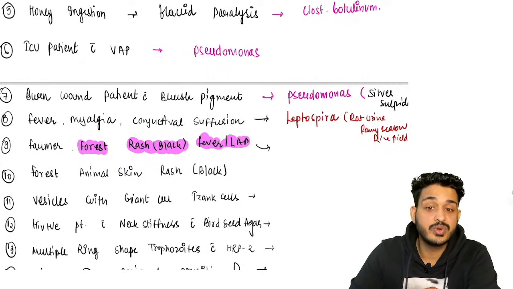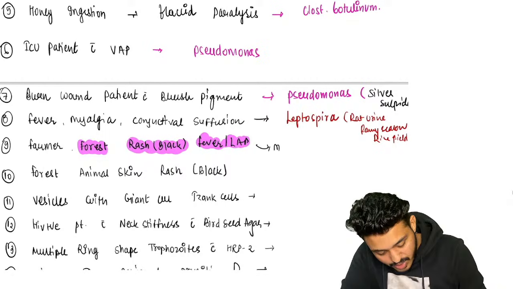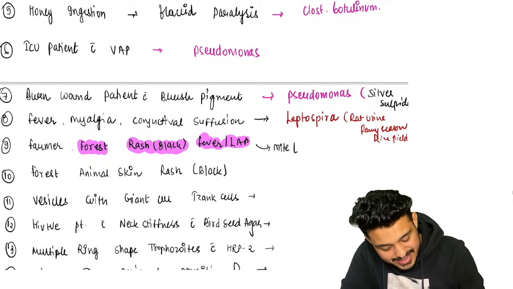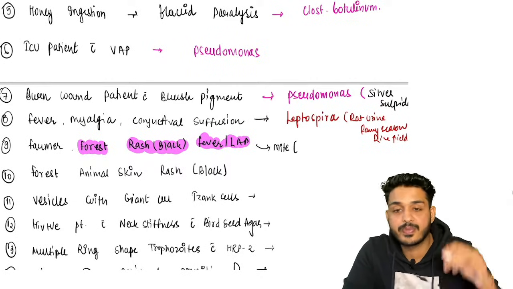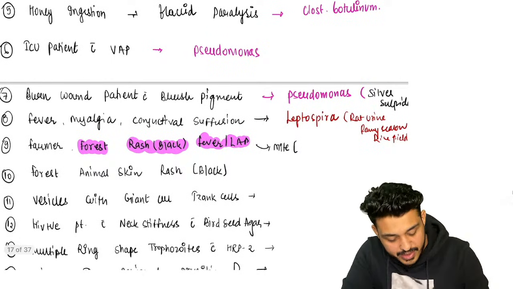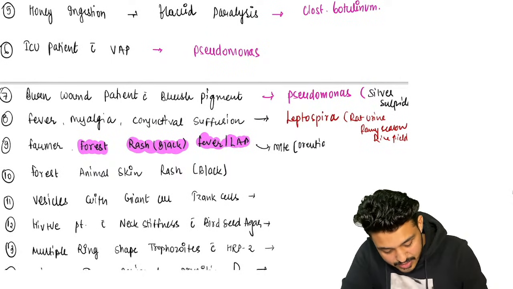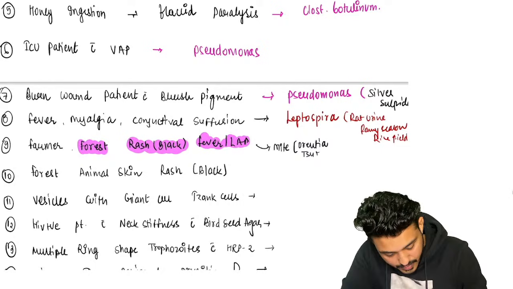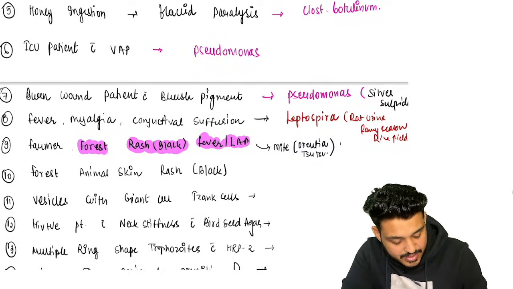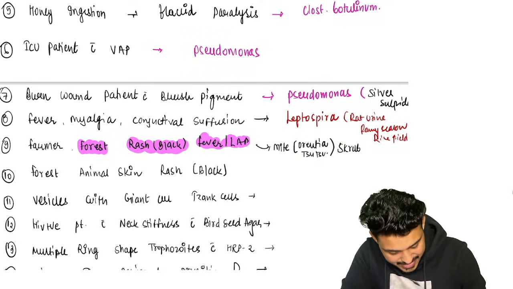That was due to a mite. In the question they have also written it as a mite-borne disease, and the name of the mite is going to be what? Orientia tsutsugamushi. Very good. And the disease is known as what? Scrub typhus.